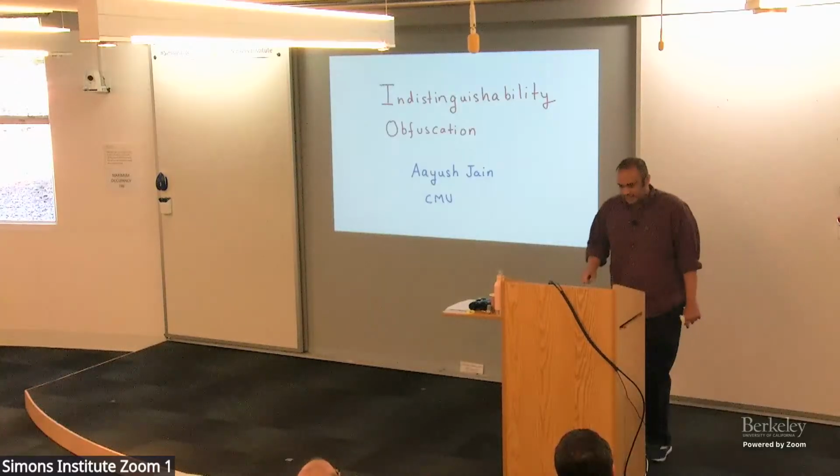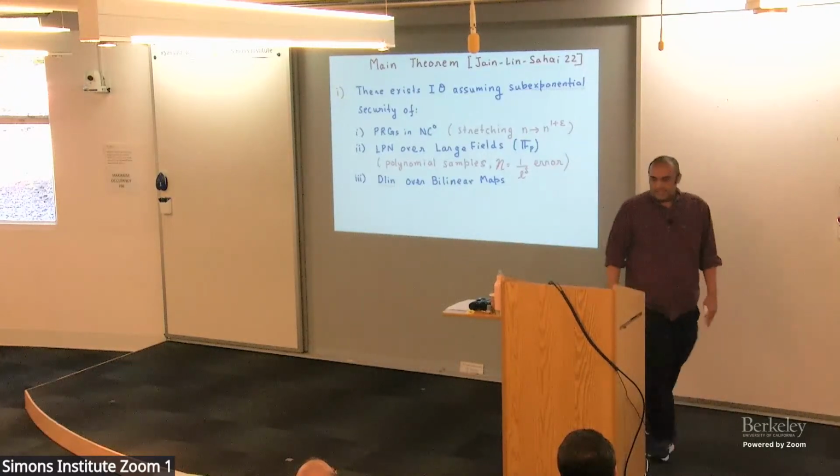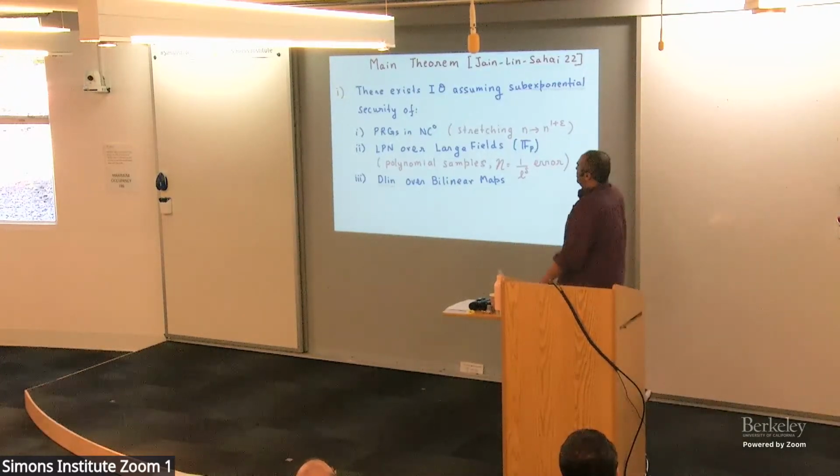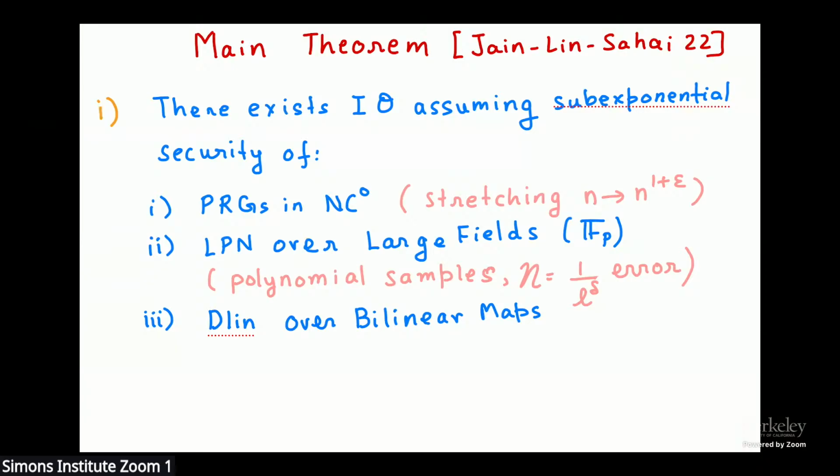Okay, so let's begin. I'm going to be talking about this theorem, and you saw this when Amit presented it. I'm going to show how you can build indistinguishability obfuscation assuming sub-exponential hardness security of three assumptions: PRGs in NC0, expanding, let's say, n bits to n to the 1 plus epsilon, where epsilon is a tiny constant, barely expanding to a polynomial amount. Then LPN over large fields. This is also what Amit mentioned. The error rate I'm going to use is a small inverse polynomial in the dimension, 1 by l to the delta, where delta is an arbitrarily small constant greater than 0.